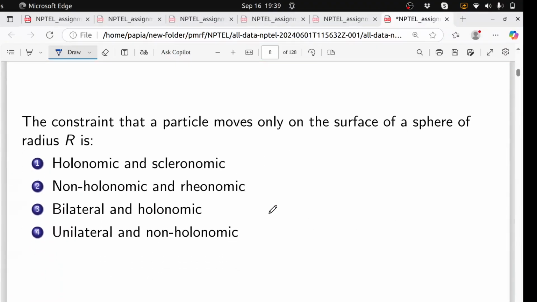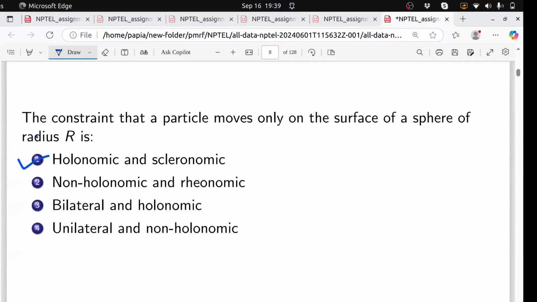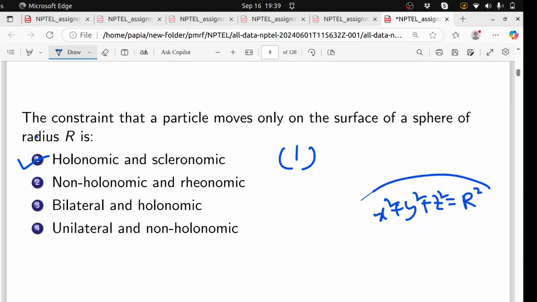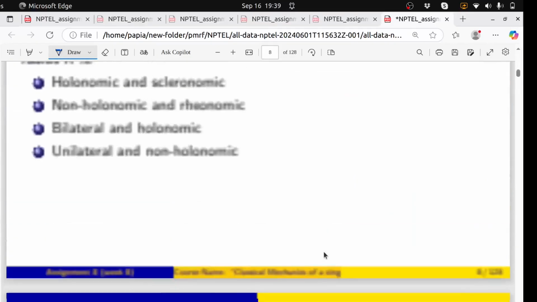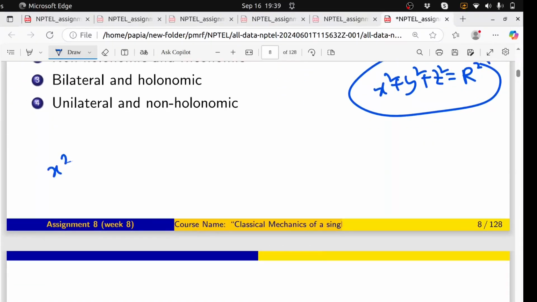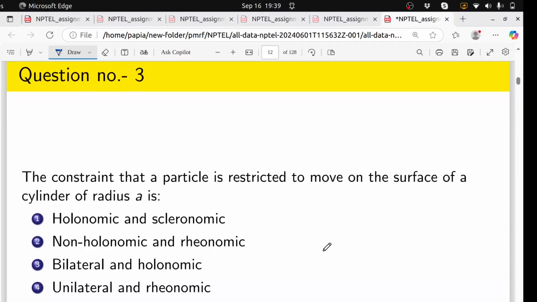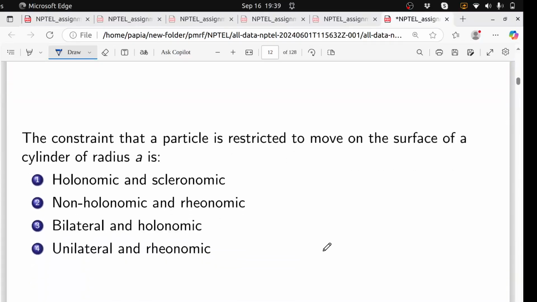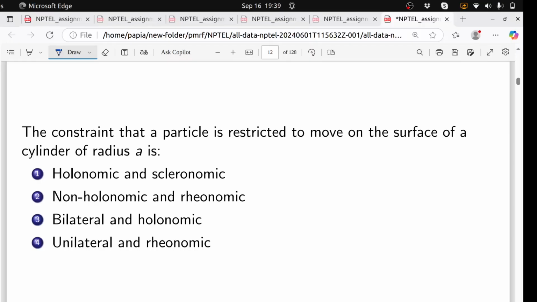Now coming to the next question. This one is option 1, because the constraint that a particle moves only on the surface of a sphere of radius r is x square plus y square plus z square equals r square. This does not depend on time, and this is a holonomic constraint, and the constraint function is x square plus y square plus z square minus r square equals 0. Now coming to the third question. The constraint that the particle is restricted to move on the surface of a cylinder of radius r, that is also option 1.